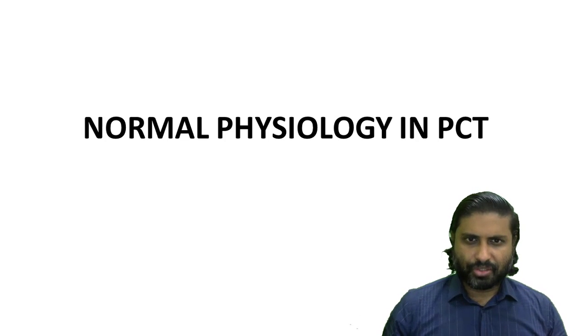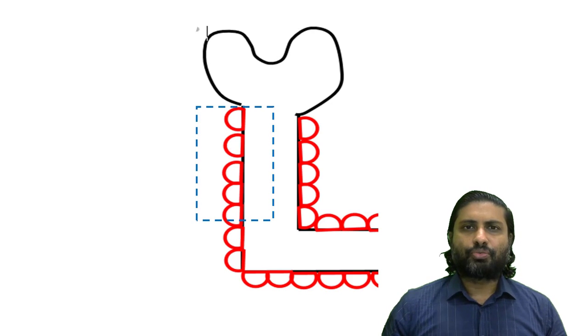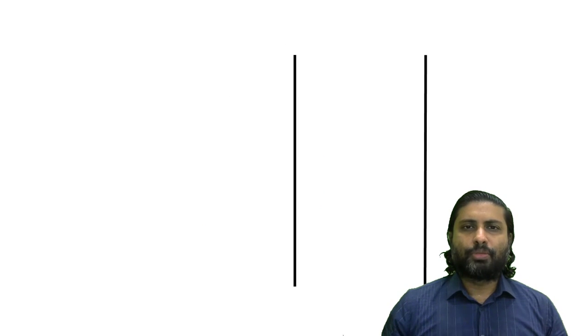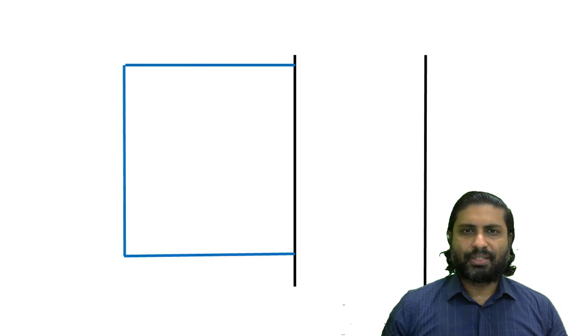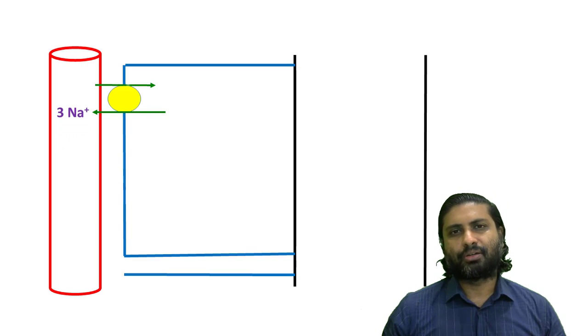Right, so let's now discuss the normal physiology in the proximal convoluted tubule. So this would be the proximal convoluted tubule, and this is the region that we are going to discuss now. That's the lumen of the proximal convoluted tubule, and this is an epithelial cell that lines it. On the basolateral aspect lies a capillary. Now, the basolateral aspect of this cell contains a pump, and it is called the sodium-potassium ATPase pump. It pumps 3 sodium ions out of the cell and 2 potassium ions into the cell.